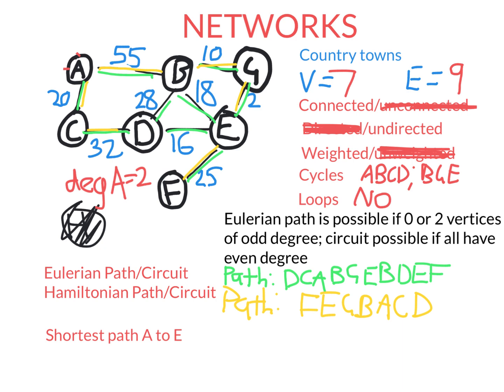But it turns out, just like the Eulerian circuit wasn't possible, neither is the Hamiltonian circuit. It turns out a Hamiltonian circuit is never possible if you have a vertex of degree 1. So why is that? Well, remember, a circuit is the same as a path, but you have to start and end at the same vertex.